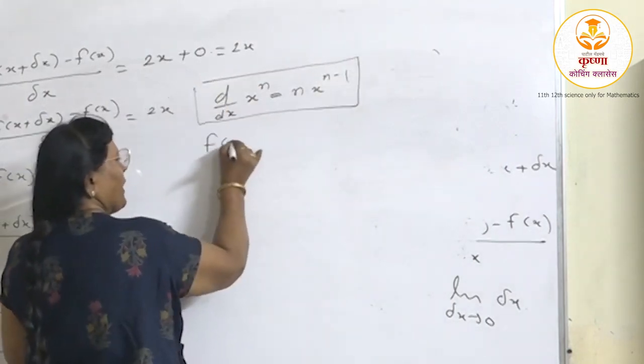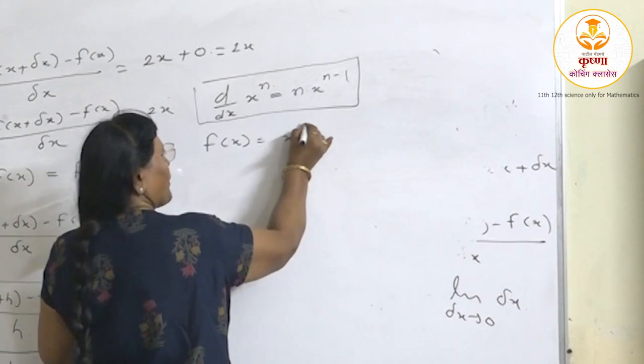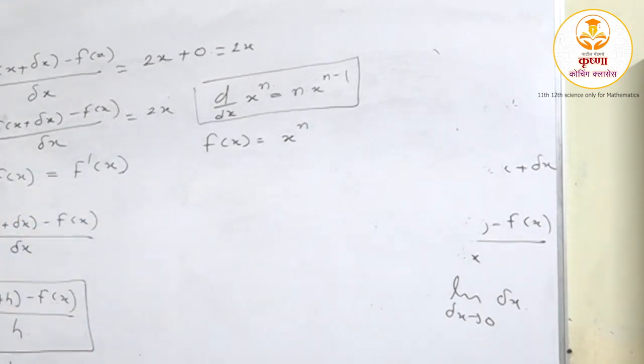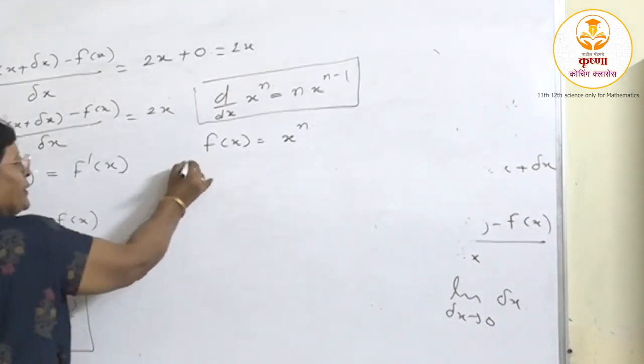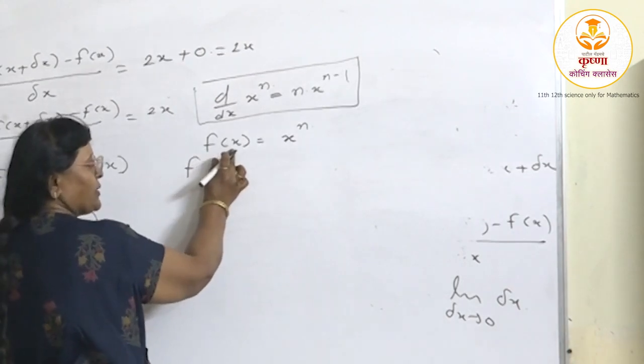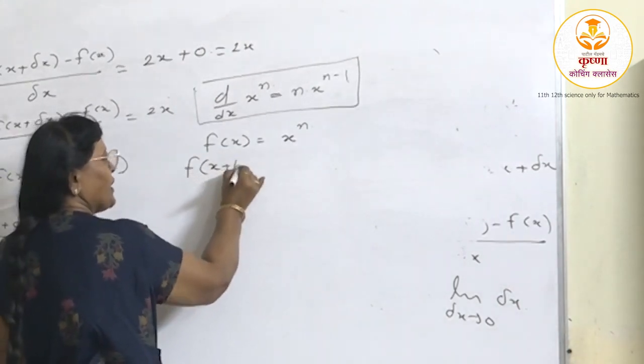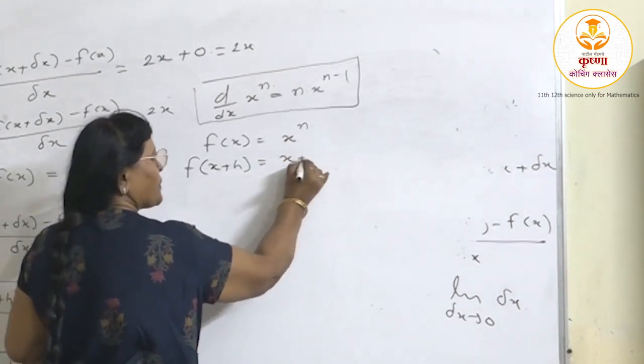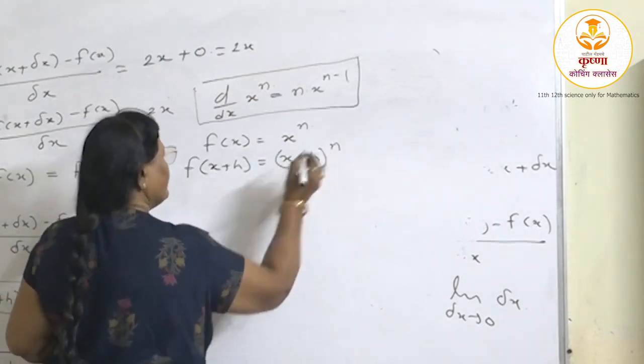The function is given as f(x) = x to the power n. In the first principle of a derivative, there is a term f(x+h) and a term f(x). I have taken f(x) as x to the power n. Now what is f(x+h)? The x is to be replaced with x plus h. Therefore here also this x you have to replace with (x+h) to the power n, isn't it?